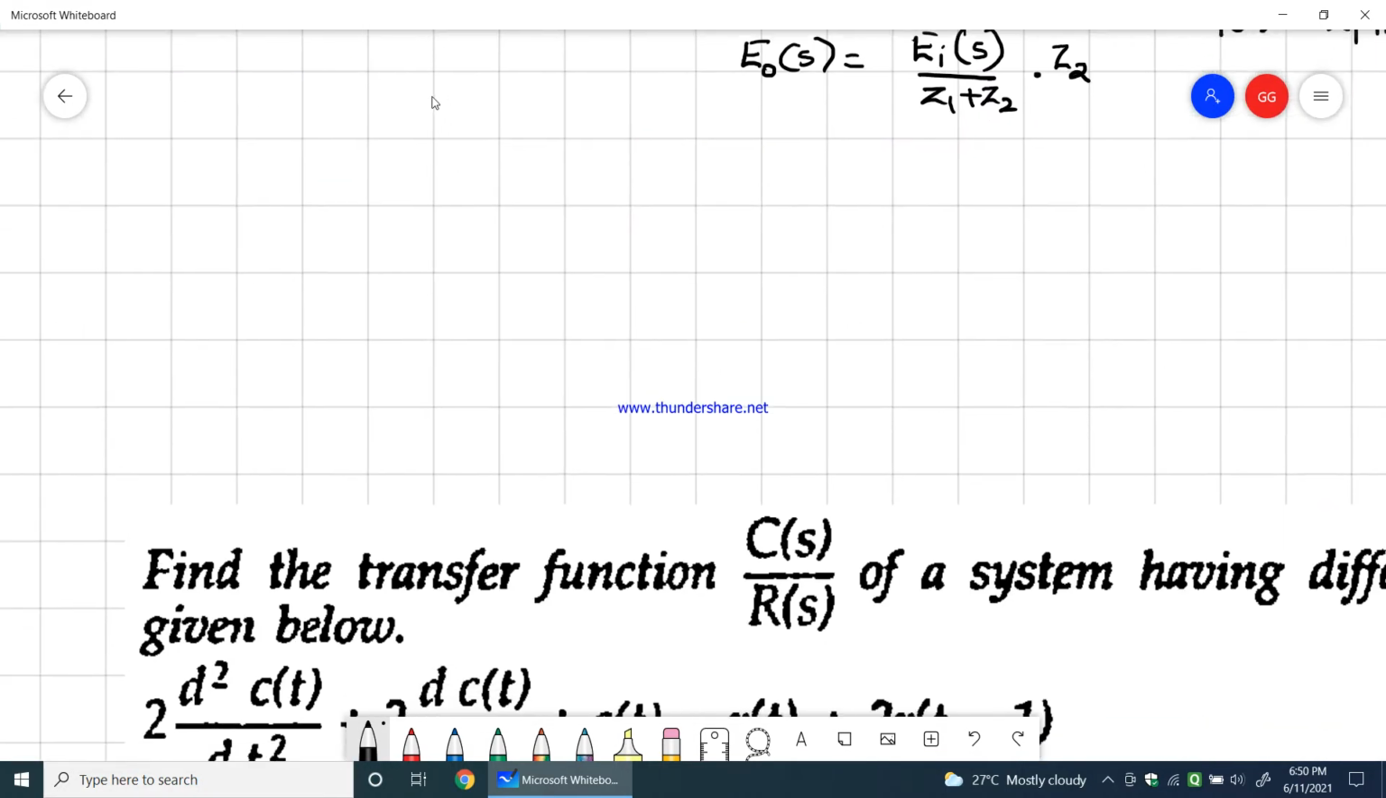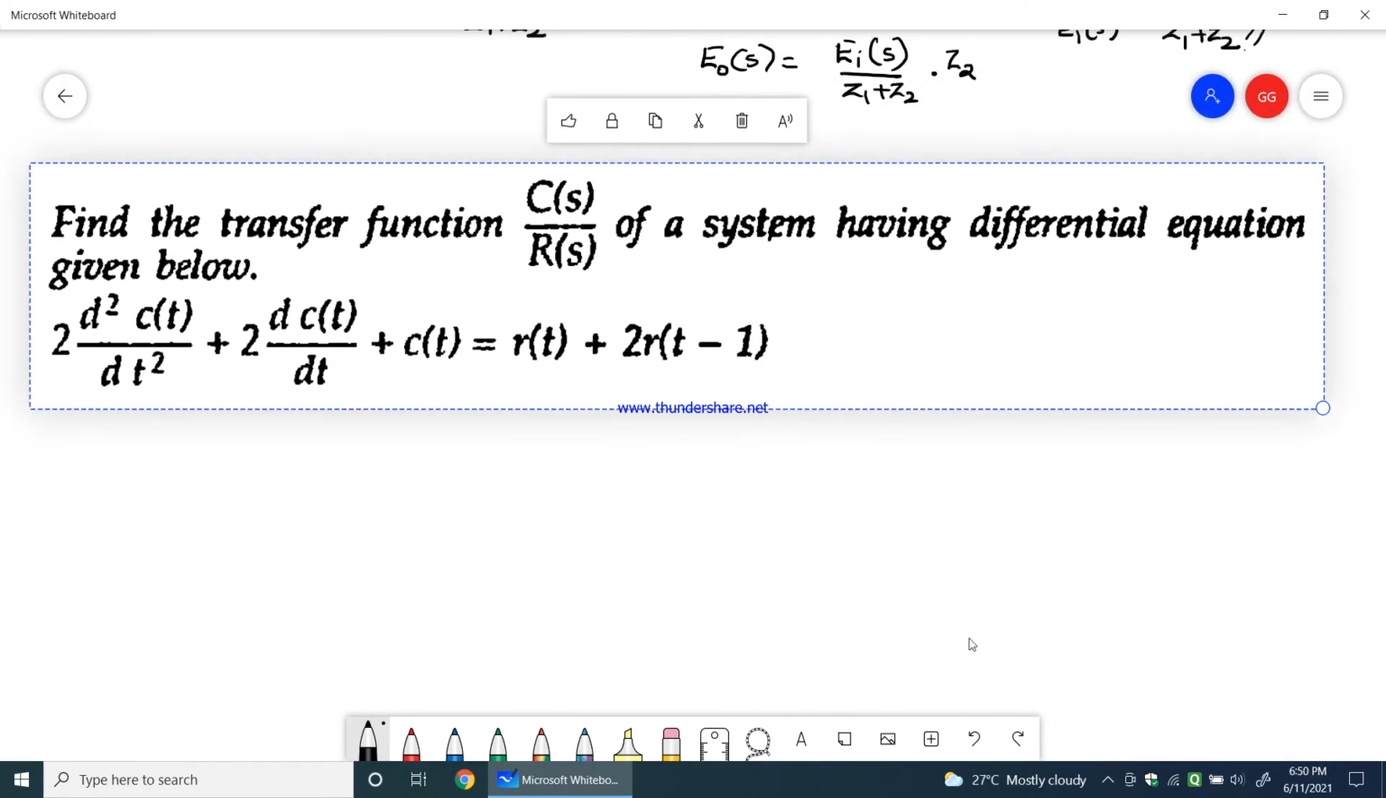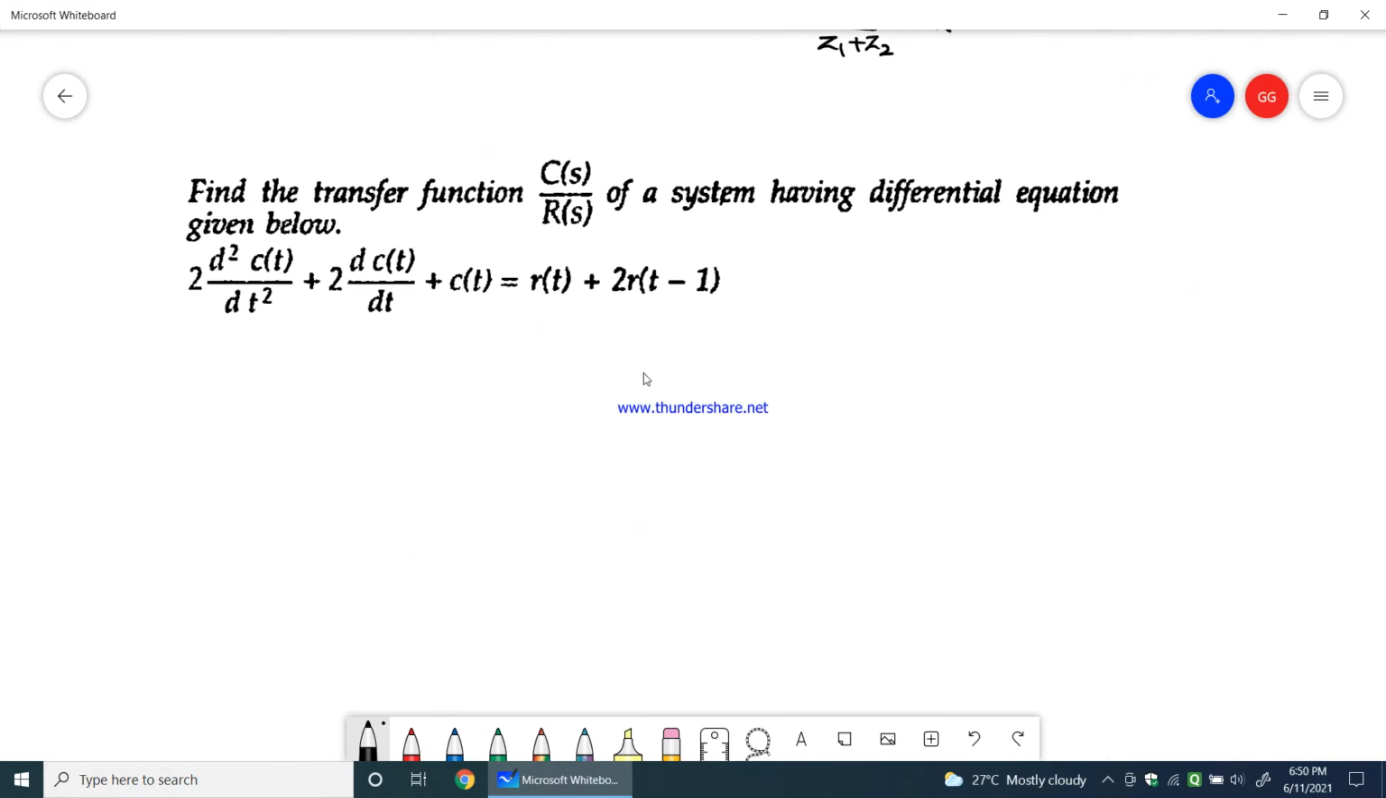Now let us go to the next problem. This is the problem which is given here. Find the transfer function C of s by R of s for a system having the differential equation given below. They have given the time domain equation for you, and my job is to find C of s by R of s. This is very simple. Such questions can also be asked in the exam for 2 or 3 marks. So apply the Laplace transform to the above equation.